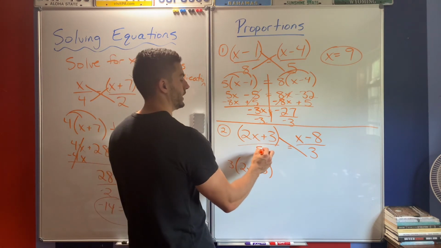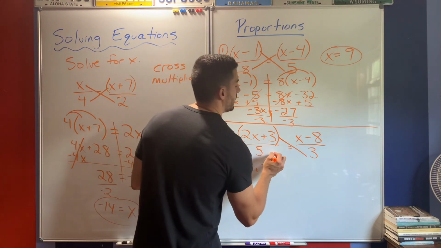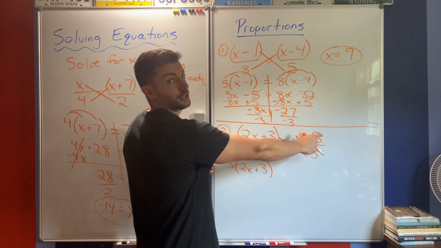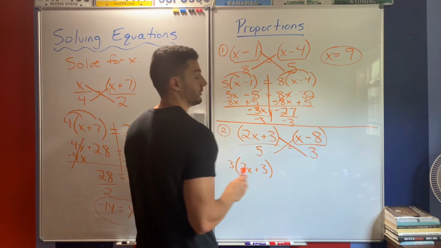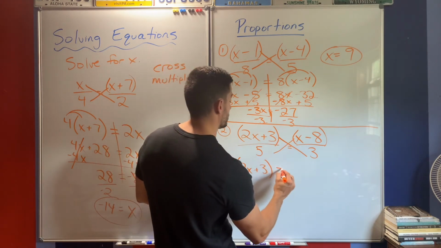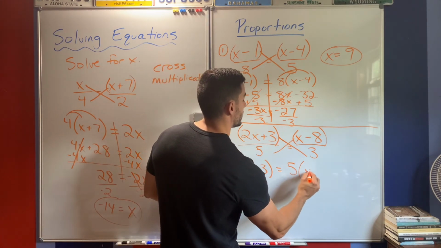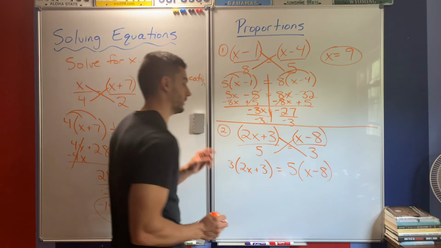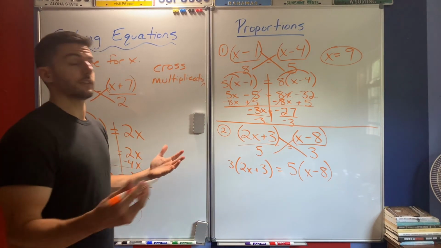And then on the other fraction, the bottom here times the top here. And again, on the top here is another group. So I have to multiply this 5 times each of the terms in that group, or distribute, right? So 5 times x minus 8. Okay, so again, same steps as above.